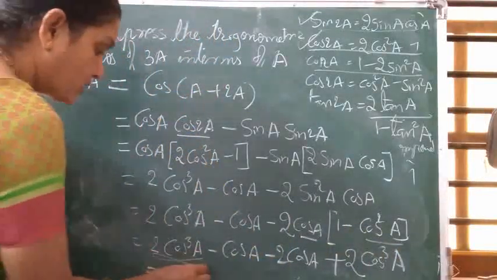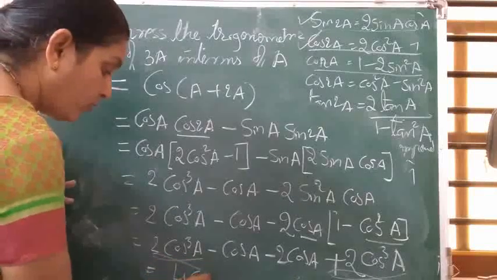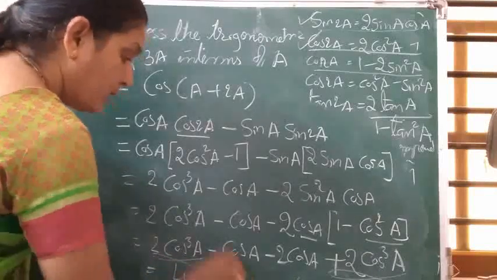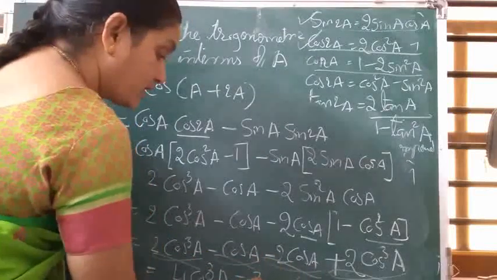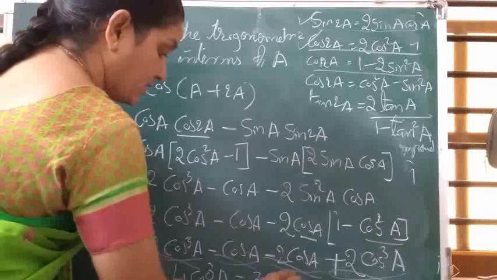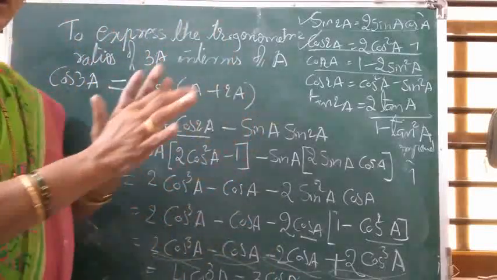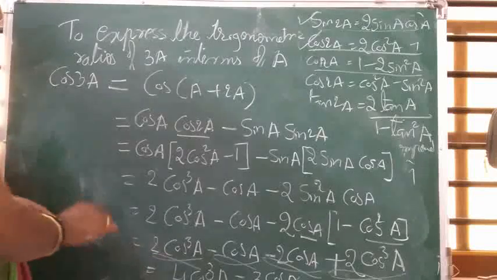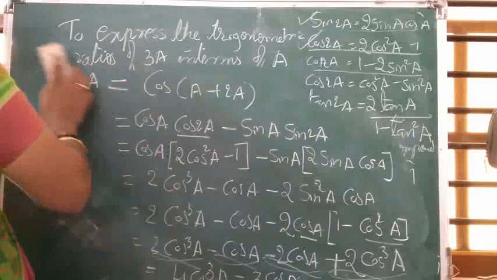So 2 cos cube A plus 2 cos cube A. How many cos cube A's are there? 4 cos cube A's are there. Minus cos A minus 2 cos A. How many cos A's? Minus 3 cos A's, because both are of negative sign. Minus means I have to add them and put the negative sign. So cos 3A is 4 cos cube A minus 3 cos A.